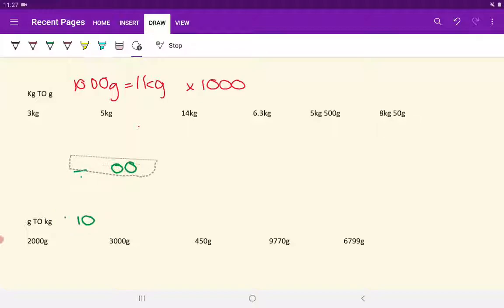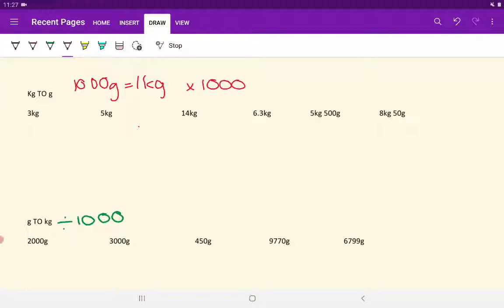Now, let me just move the rest of this down here, so we've got a little bit more space. Okay. Oh, it doesn't want to move. We'll start again.